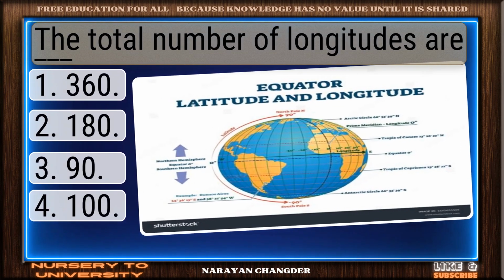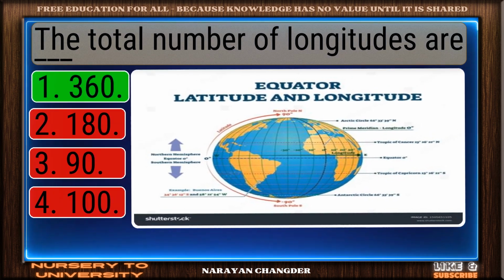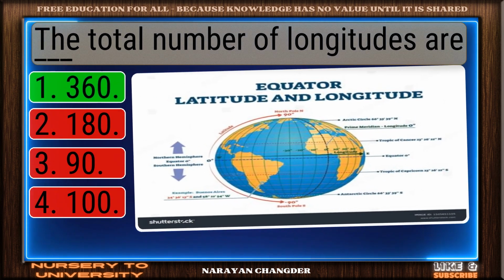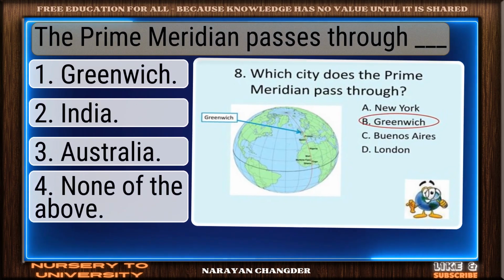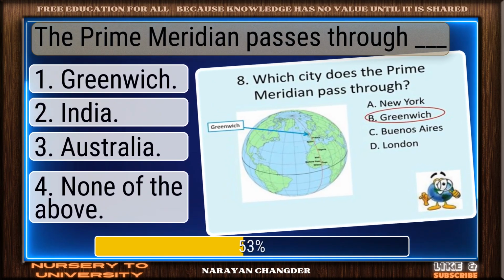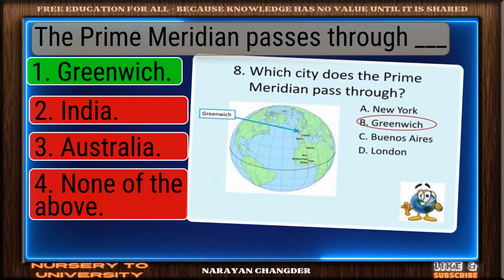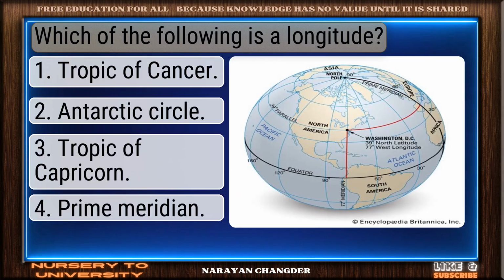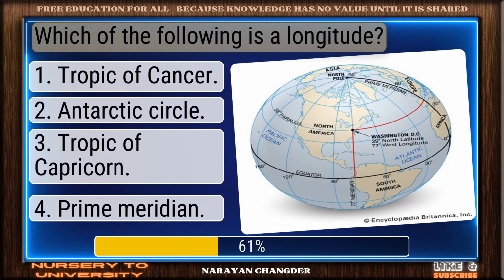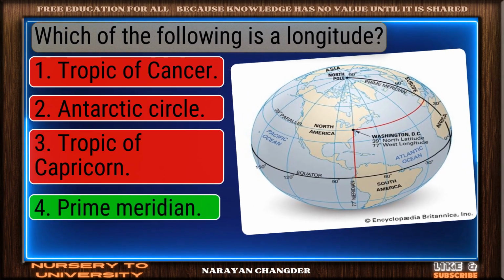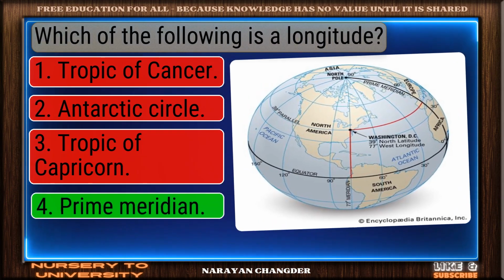The total number of longitudes are dash. Smart pick. 360 is the correct choice. The prime meridian passes through dash. Great job. Greenwich is the accurate answer. Which of the following is a longitude? Good job. Your answer prime meridian works well here.